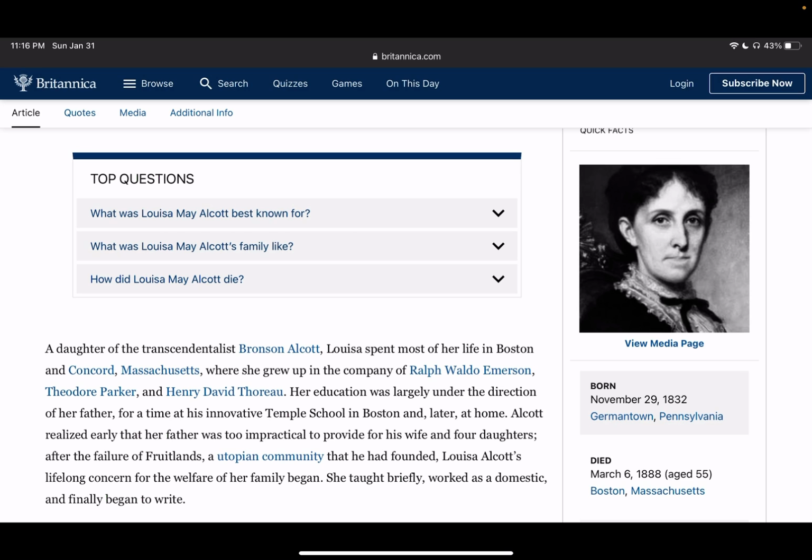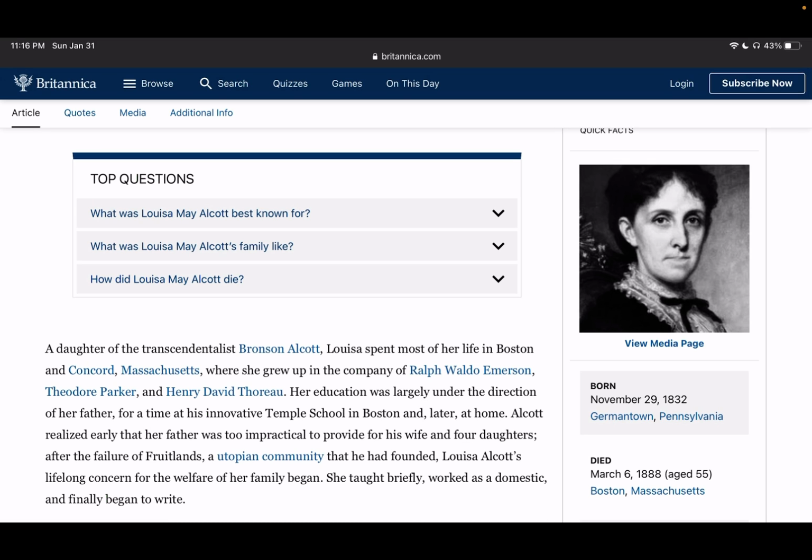Okay, Louisa May Alcott was a daughter of the transcendentalist Bronson Alcott. Louisa spent most of her life in Boston and Concord, Massachusetts, where she grew up in the company of Ralph Waldo Emerson, Theodore Parker, and Henry David Thoreau. Ralph Waldo Emerson is a famous transcendentalist poet, and Henry David Thoreau is a philosopher in the same field.